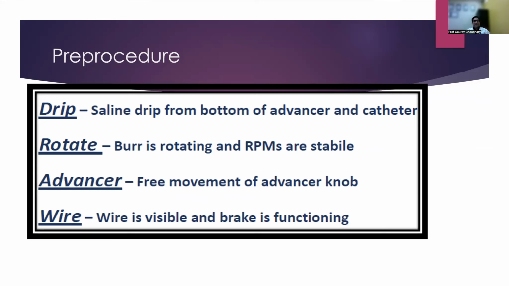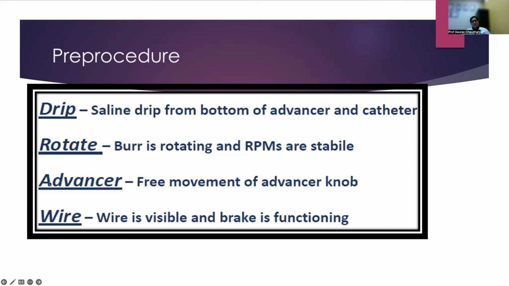we should connect the saline and check whether the saline is dripping from the bottom of the advancer and the catheter. Rotate: R stands for rotate, whether the burr is rotating and the RPM are stable, and we can check on this display where the rotation speed of the burr is shown. Advancer: we should move the advancer knob back and forth, front and back. We can see whether the movement of the knob is free or not.